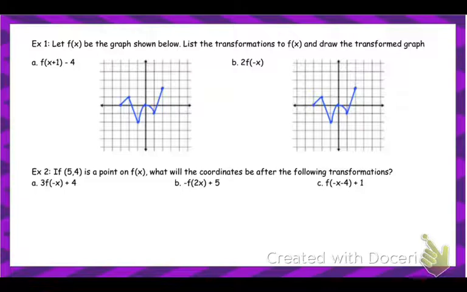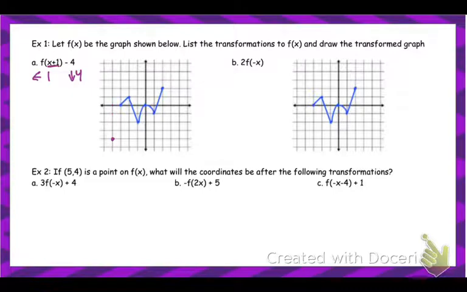f of x plus 1 minus 4. The x plus 1, it's in the parentheses, that's horizontal. That means I'm going left 1. It means I'm taking my x's and subtracting 1. The minus 4 is shifting this function down 4. So if I'm applying that to this blue graph, I'm just going to take each of those points and shift them left 1 and down 4. And I'll do that for each point.